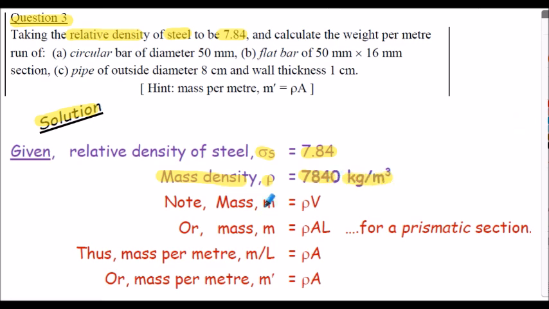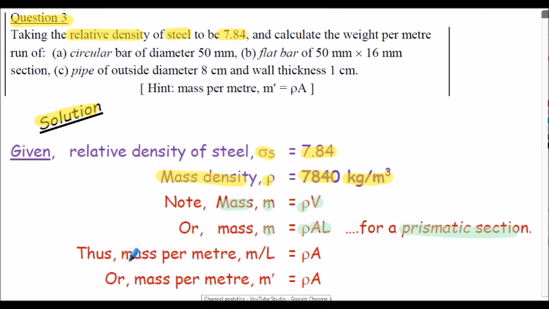Now we know that mass, m, is equal to the density multiplied by the volume. But these are all prismatic sections here. In other words, they're constant sections. So the mass could be written as the density multiplied by the area times the length. The area times the length is how we work out the volume of a prismatic section.